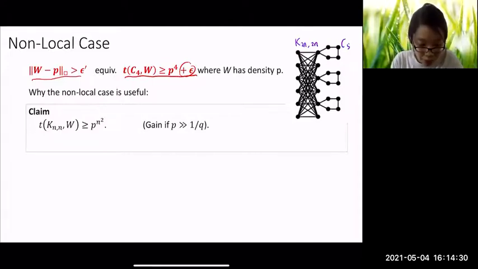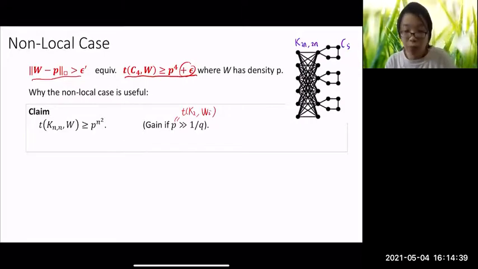And if for that particular color class Wi, the edge density of Wi, which is T, KT to Wi, is much larger than 1 over Q, say it's 2 over Q, then we gained a lot here from T, K, and N, W, because we have boosted it by a lot.